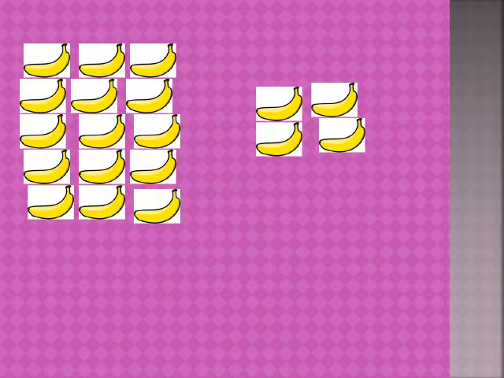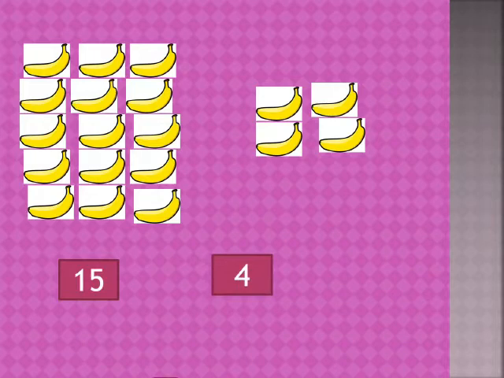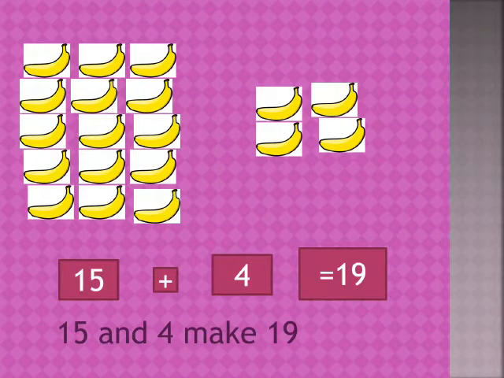Now children, let us count the number of bananas. So in the first group we have 1, 2, 3, 4, 5, 6, 7, 8, 9, 10, 11, 12, 13, 14, 15 bananas. So there are 15 bananas in the first group. Now in the second group we have 1, 2, 3 and 4. So let's add them together. 15 plus 4 is equal to 19. So 15 and 4 make 19.